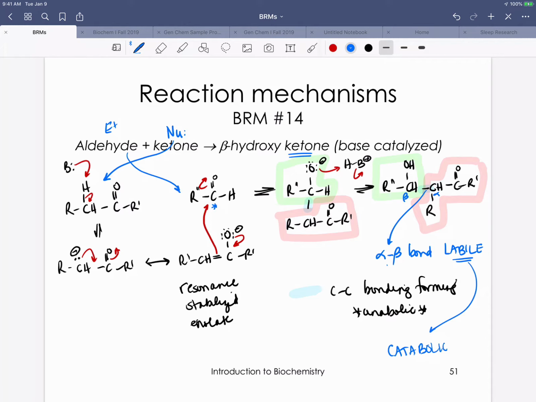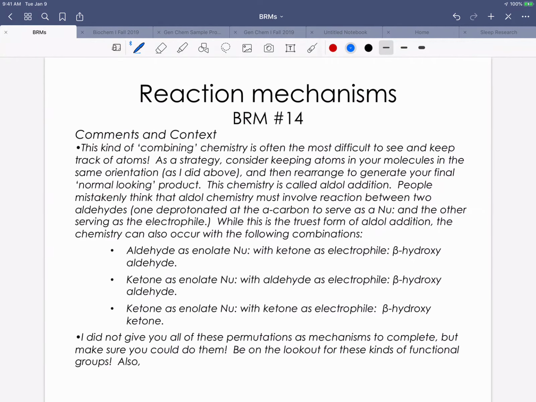Again, anabolic is a little bit easier to see as we're going to be putting these things together. So a few comments here, and I'm going to highlight and reflect back to a couple of other mechanisms. Again, this is a new step mechanistically compared to some things we've seen before. And again, this kind of combining chemistry, as I highlight here, is often the most difficult to see and keep track of atoms. So as we did in the mechanism here, consider keeping atoms in your molecule in the same orientation. Maybe rearrange them only in your final product to have all of your carbons in a main chain.